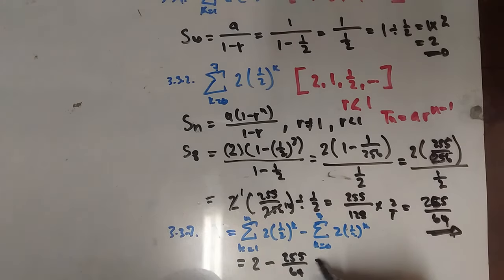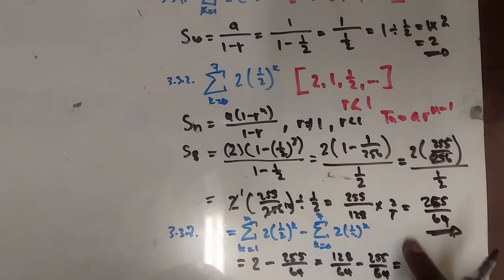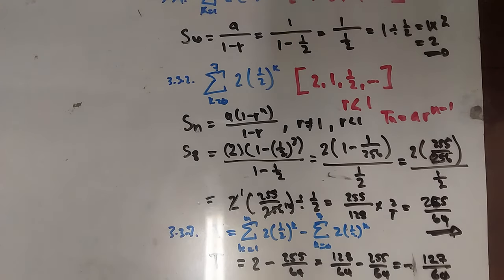Okay, so I'm going to write this 2 in terms of 64. 64 times 2 is 128, so 128 over 64 minus 255 over 64, and then what I have here is just 1, and so it's going to be negative 127 all over 64. This becomes my final answer. So the value of t is equal to negative 127 divided by 64.